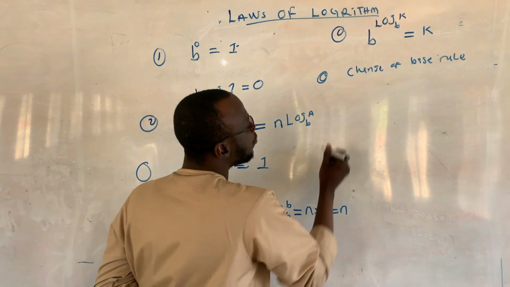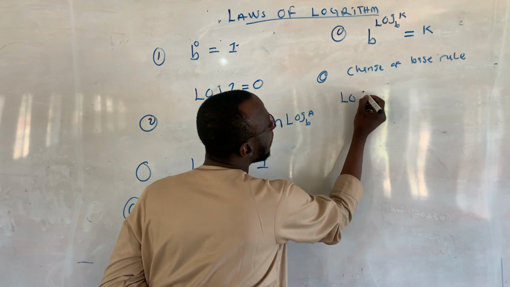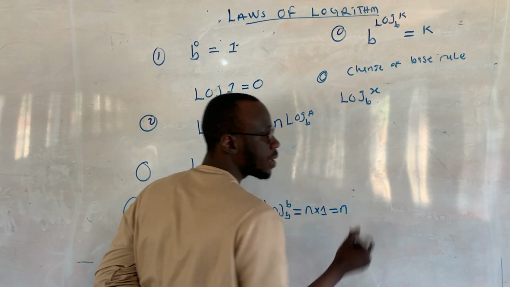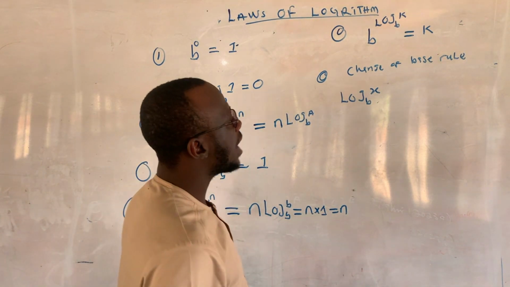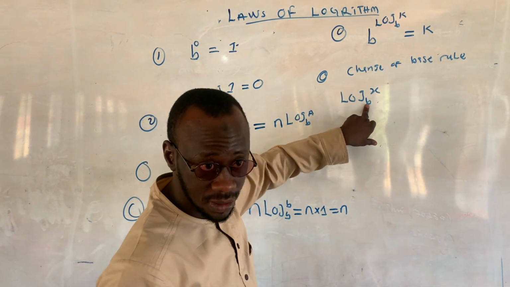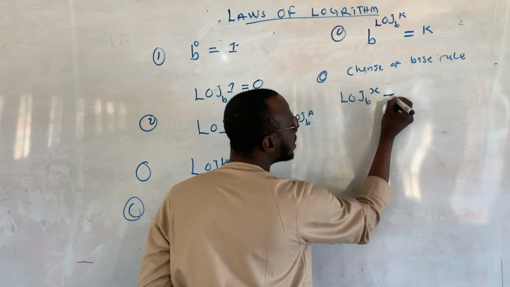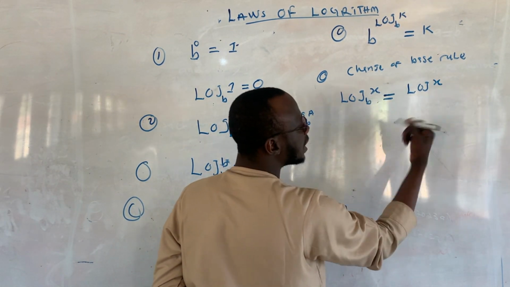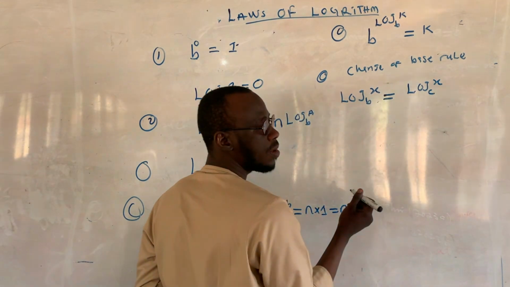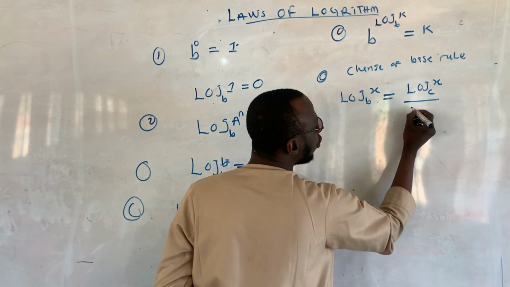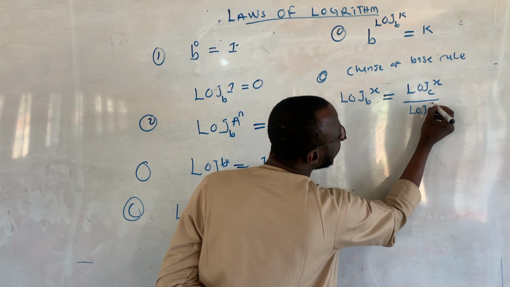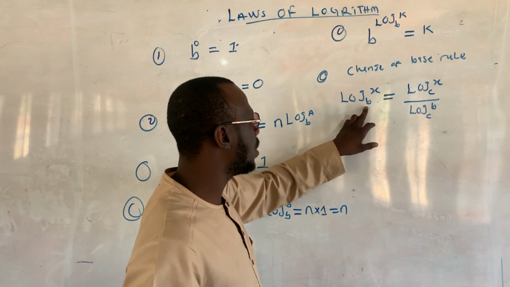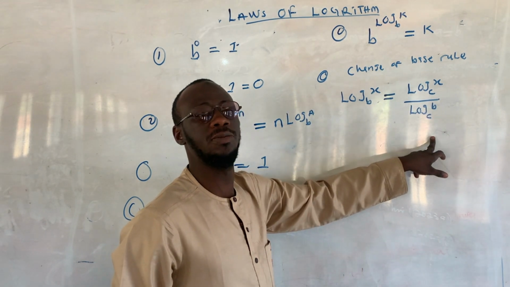Instead of, for example, log x base b, the rule states that we are going to change the base. Here we can see it equals log x base c over log b base c. You see, we have changed the base to c.